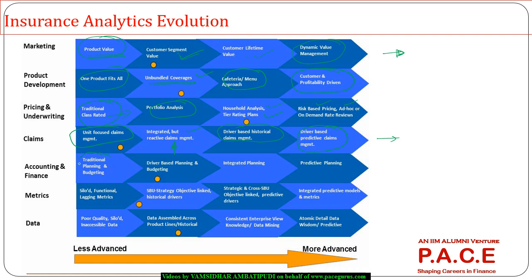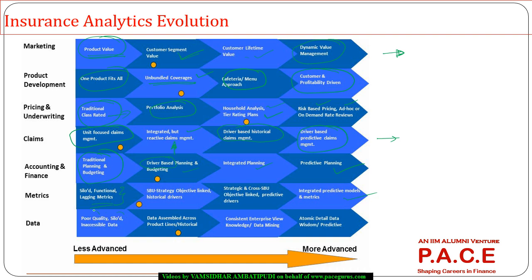When it comes to accounting and finance, traditional planning and budgeting software is typically being used. But now there is a move towards driver-based planning and budgeting. Slowly this would be integrated as a part of the other business processes as well. And finally, it should go towards predictive-based planning. Similarly, when you talk about metrics, most of them are siloed and they are all lagging metrics. But slowly it moves towards integrated predictive models and metrics.